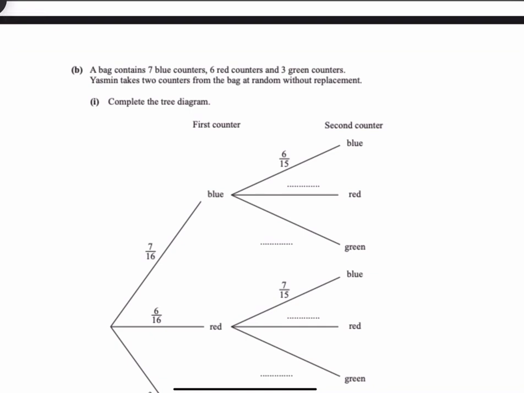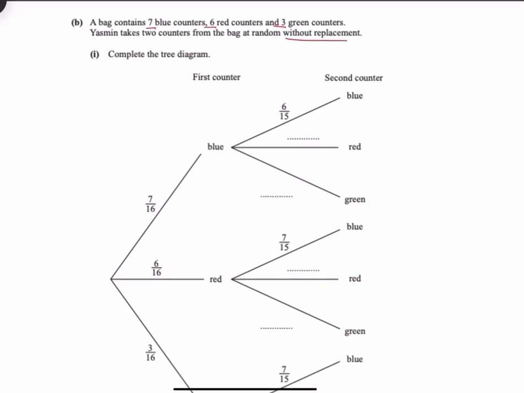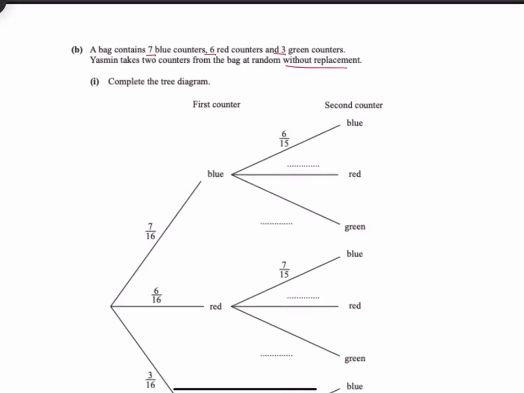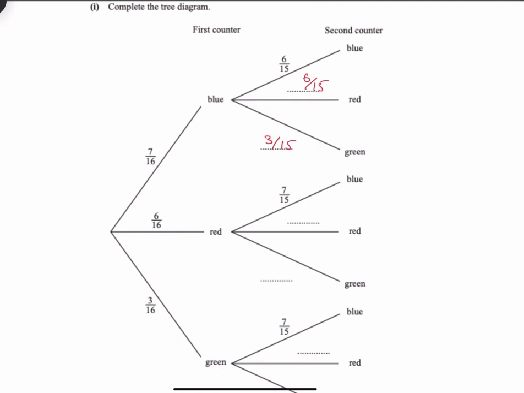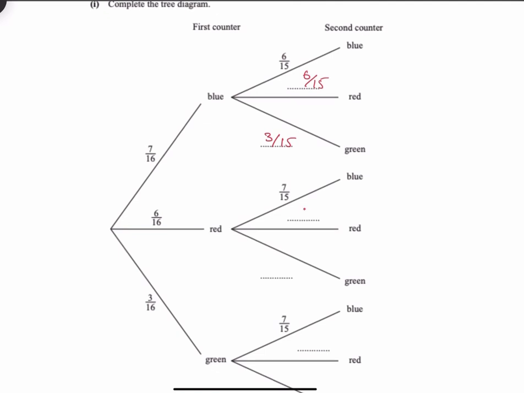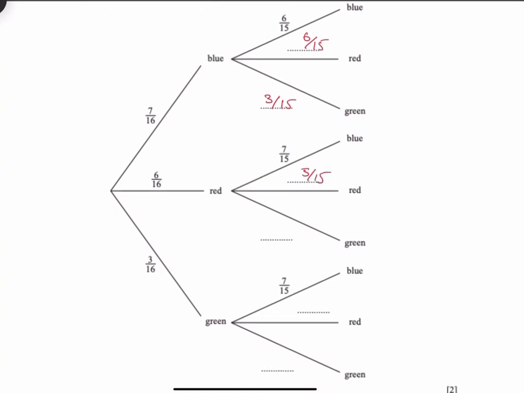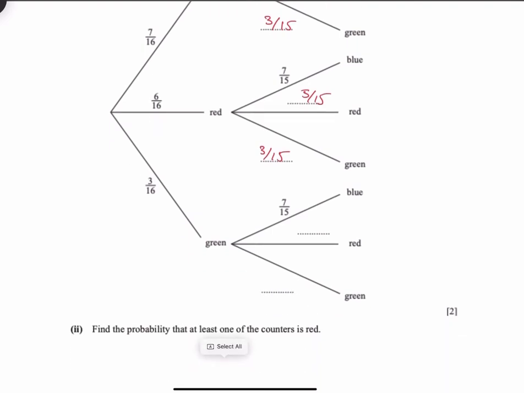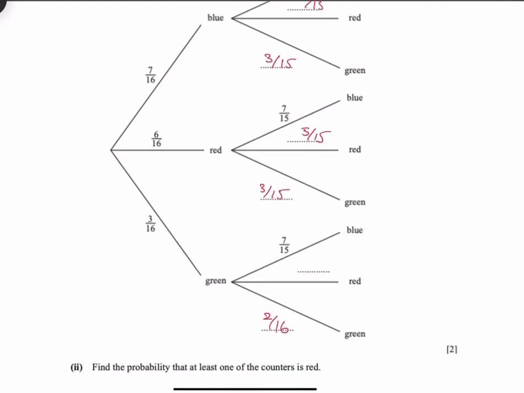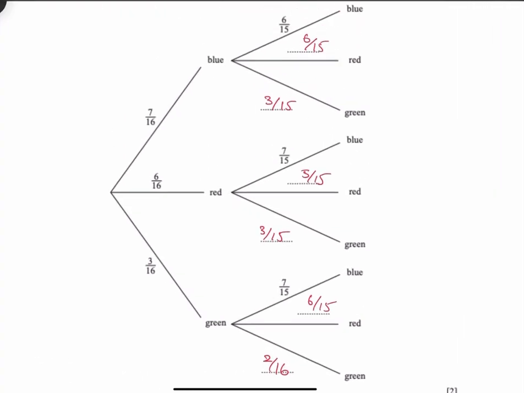Finally, a bag contains 7 blue, 6 red, and 3 green, without replacement. So 7 blue, 6 red, so that's 6 over 15. 3 green, that's 3 over 15. 6 red, here it becomes 5 over 15 because red decreases, and this is 3 over 15 as it is. Green, so 3 over 16, this becomes 2 over 16. Red remains as it is, which is 6 over 15, and this is me completing the tree diagram.